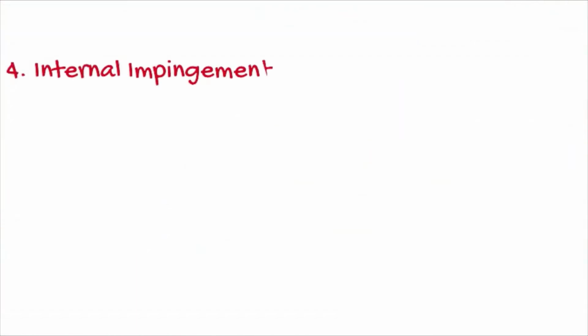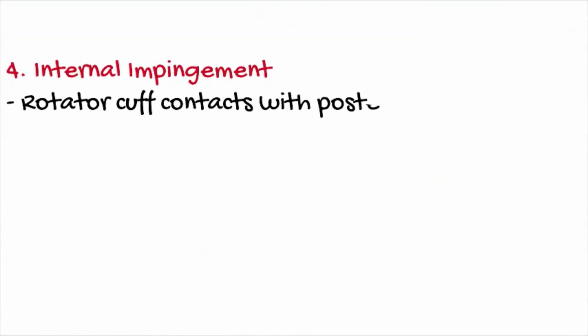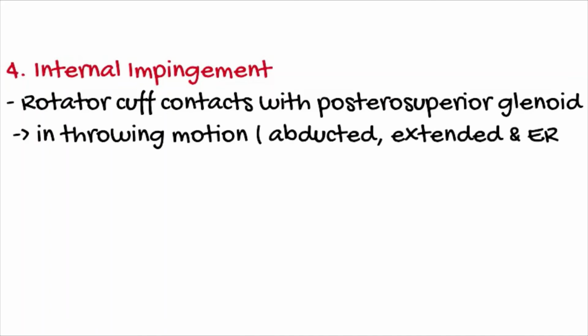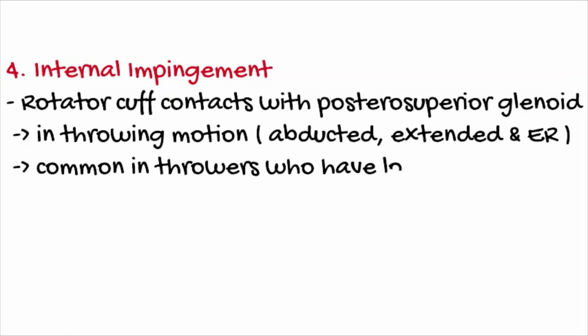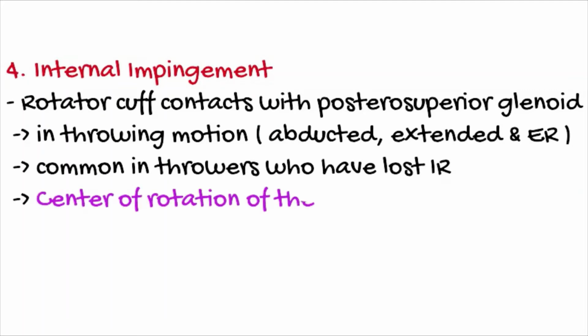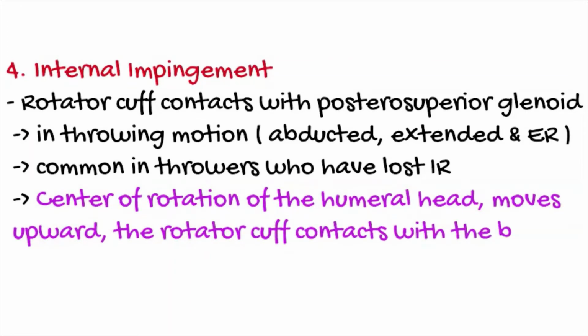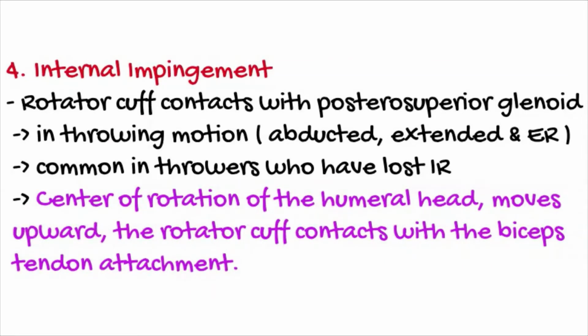Number 4. Internal impingement. The rotator cuff contacts the posterior superior glenoid, usually occurring in a throwing motion, whereby the shoulder is abducted, extended, and externally rotated. It commonly occurs in throwers who have lost internal rotation. The center of rotation of the humeral head moves upward and the rotator cuff contacts the biceps tendon attachment.